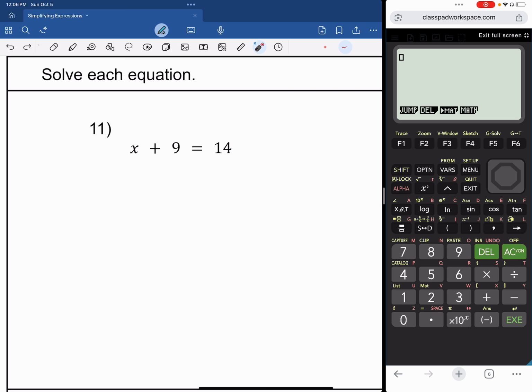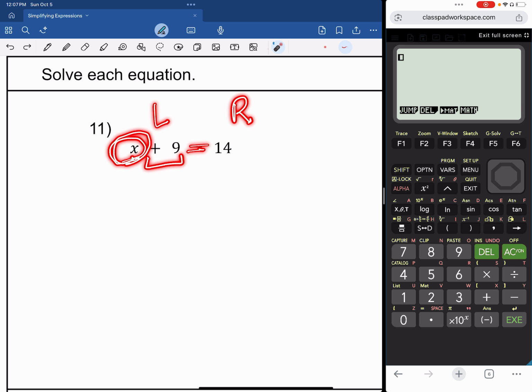Well, the first thing we want to do is isolate this variable, right? Or we want to get x by itself. So notice that there is an equal sign right here. So there's a left side of the equal sign and a right side of the equal sign. When we're trying to isolate x or get x by itself, we're going to do inverse operations to move every other term to the other side of the equal sign. So for example, if I want to get x by itself here, I need to move this 9 over to the right side of the equal sign. That will let me have x by itself on the left side.